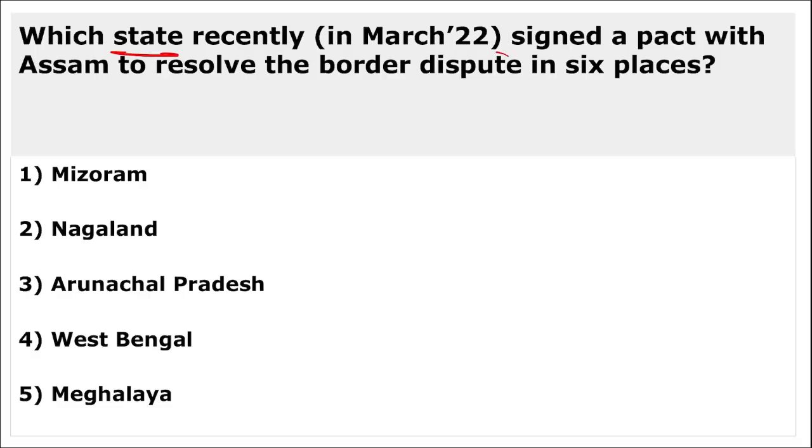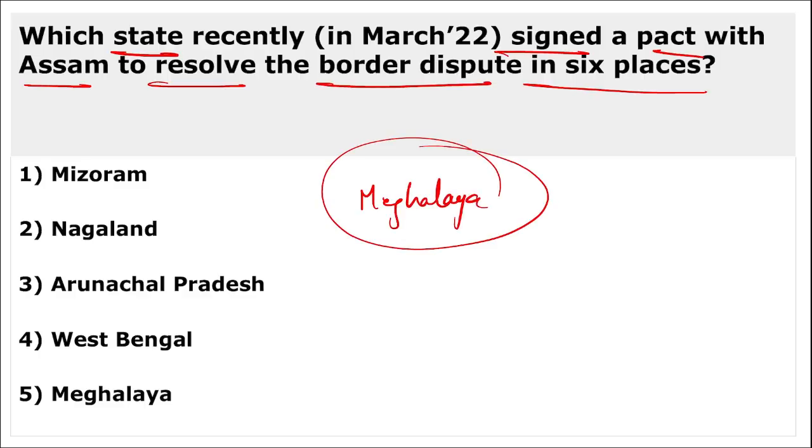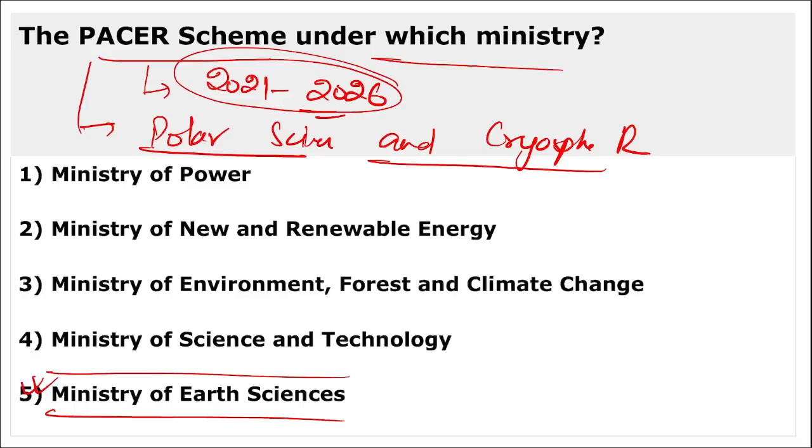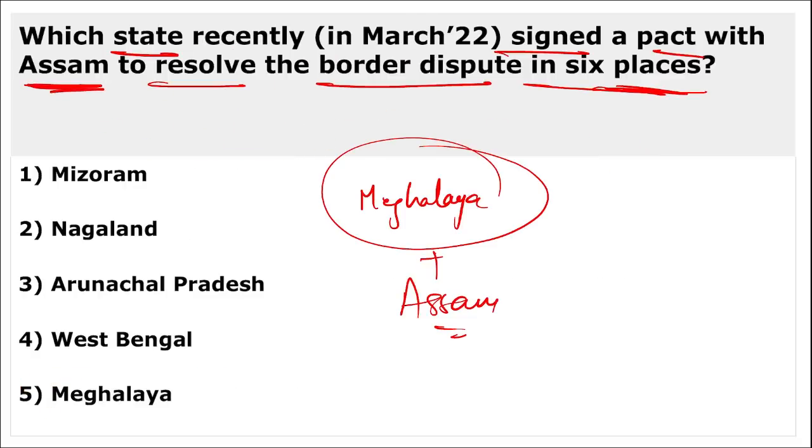Next, which state recently signed a pact with Assam to resolve the border disputes in 6 places? So recently, Meghalaya has signed a pact with Assam to resolve the border disputes in 6 places. Important. All right. The correct option is Meghalaya, fifth.